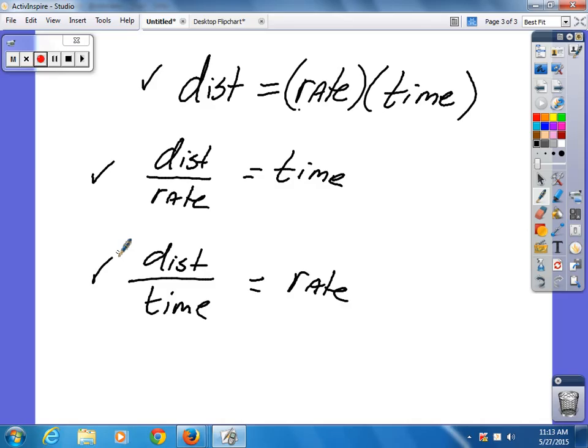All right, so why am I showing you this? Because that top formula is how you set up these problems with motion.